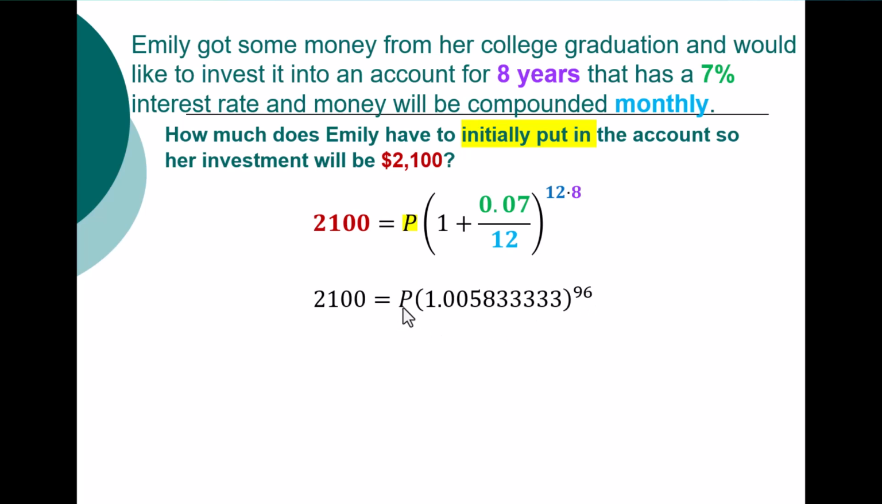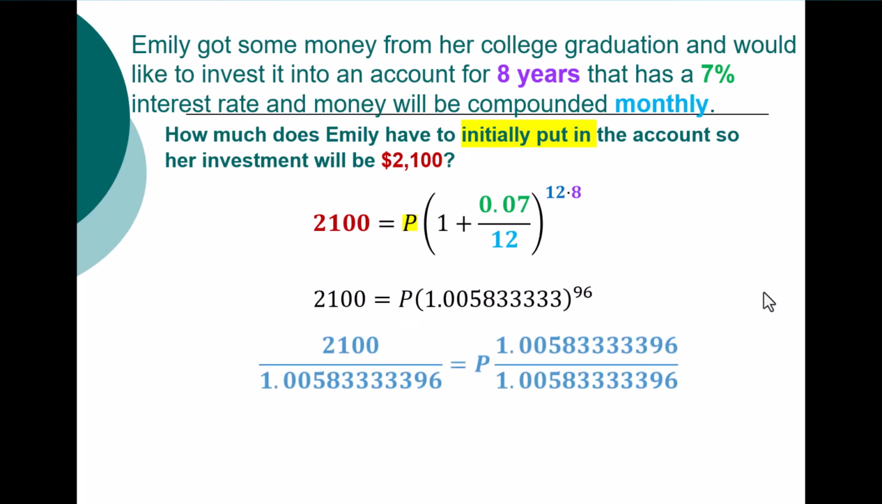Now we're solving for P. So we need to divide both sides by 1.0058333, you get the idea, to the 96th power. This didn't actually come out real nice on the slide. So remember, we're dividing both sides.